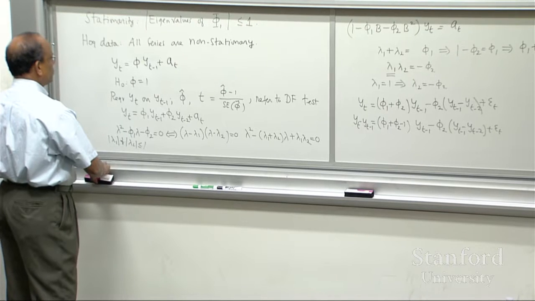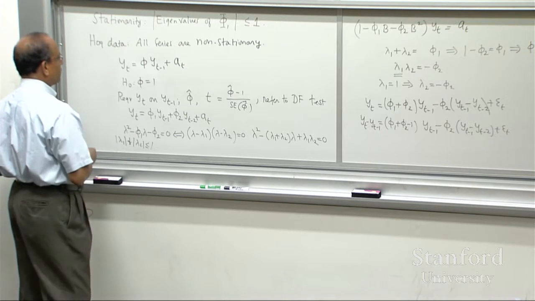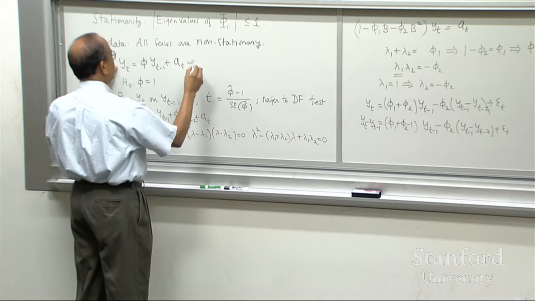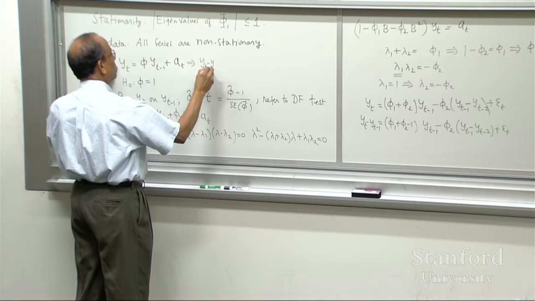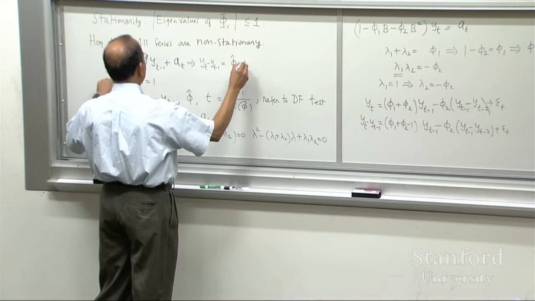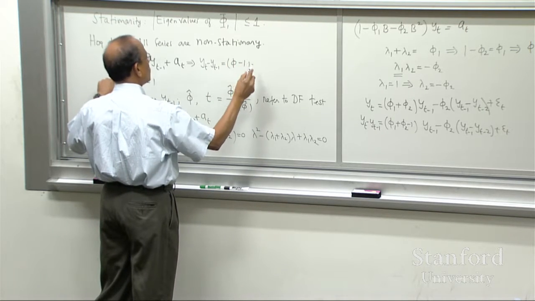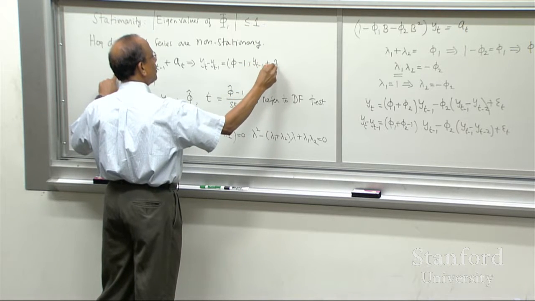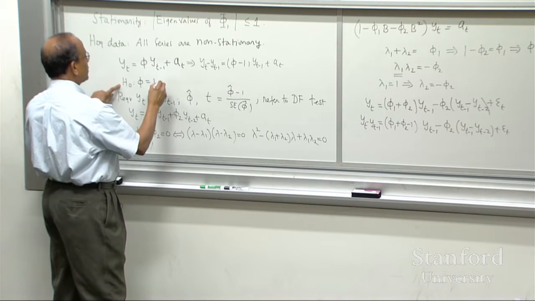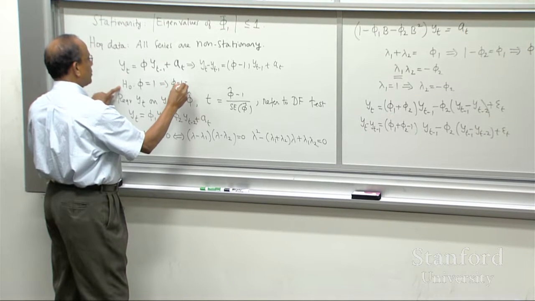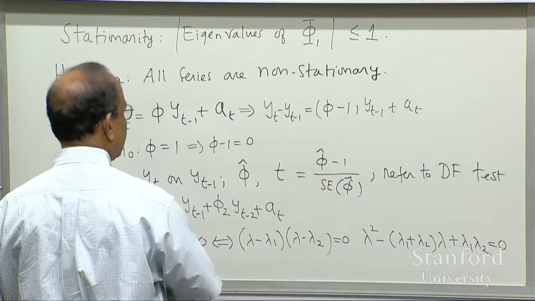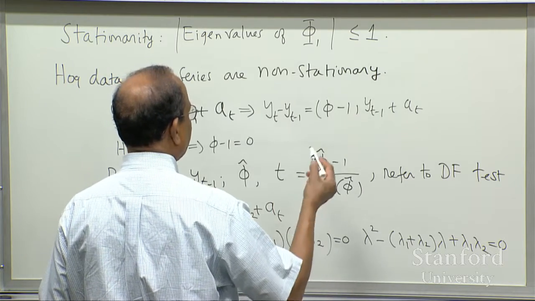I think I should have made the same adjustments here. Let me go back and correct this, and I think that might be the best way to do this. So essentially what I am going to do here, since I am checking whether pi is equal to 1, I am going to subtract yt minus 1 on both sides. So this is same as checking pi minus 1 yt minus 1 plus at, right. So checking whether pi is equal to 1 is same as checking whether pi minus 1 is equal to 0. Okay.